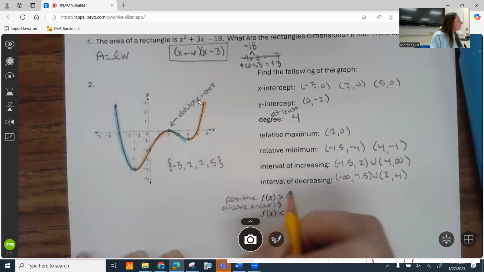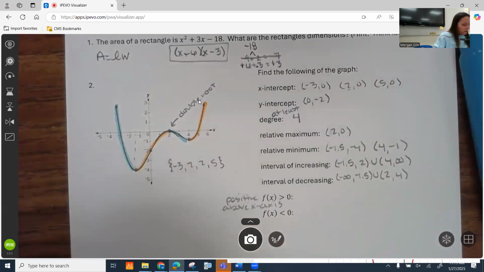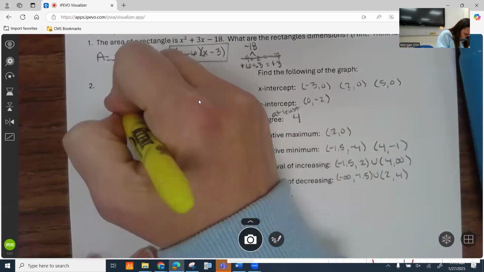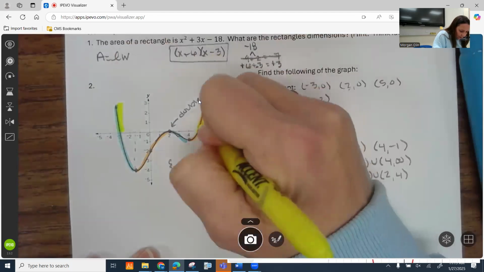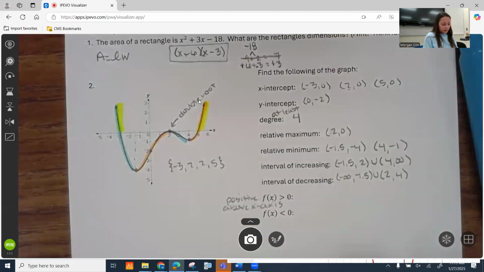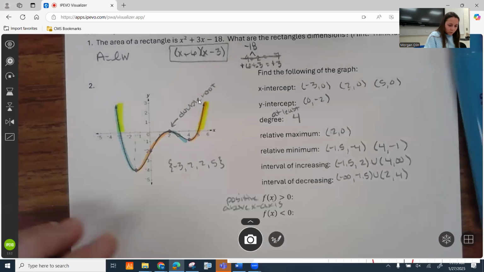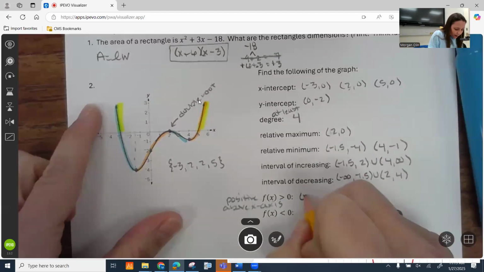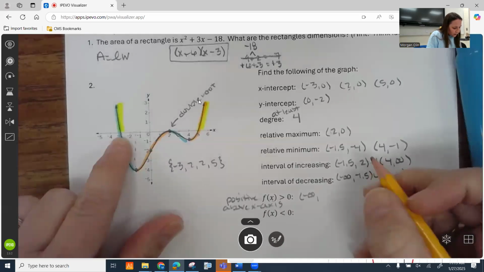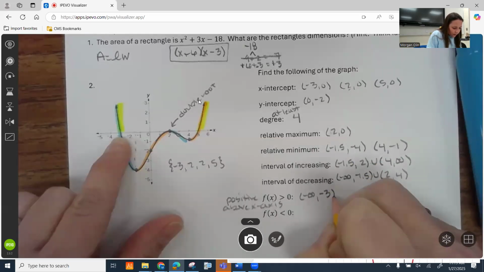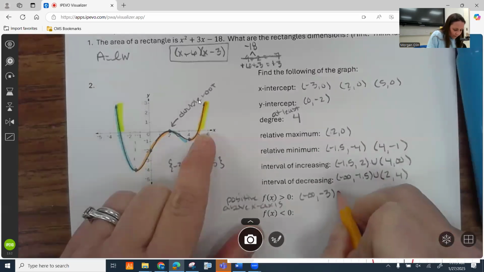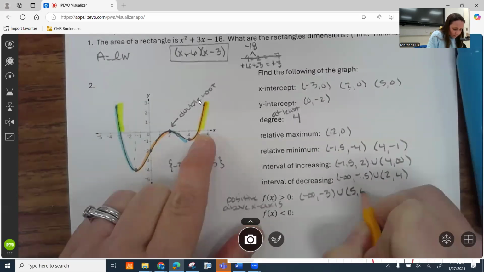Let me see if I can pull another color out. Above the x-axis. This right here is above the x-axis, and so is that right there. So we're going to write those intervals. Starting from the left, we always start from negative infinity. Always write the x values, to that x value of -3. And then it picks back up right here. It looks like it's crossing at 5, to positive infinity.